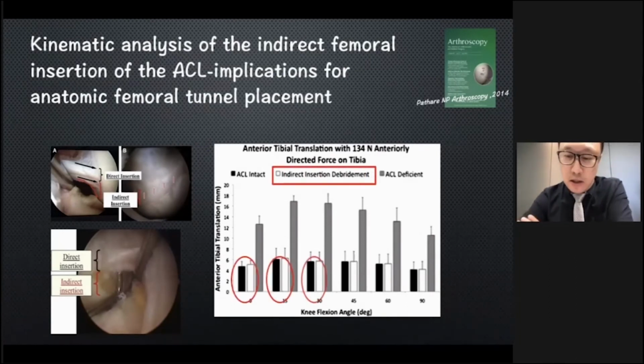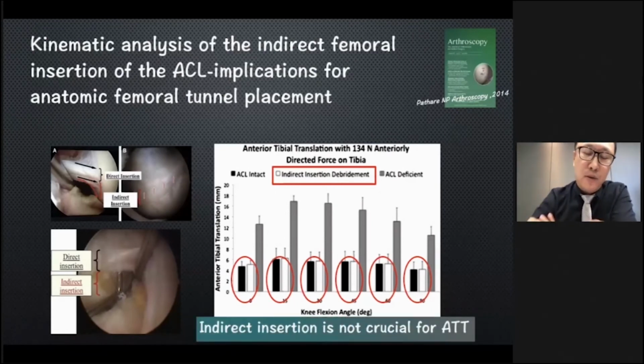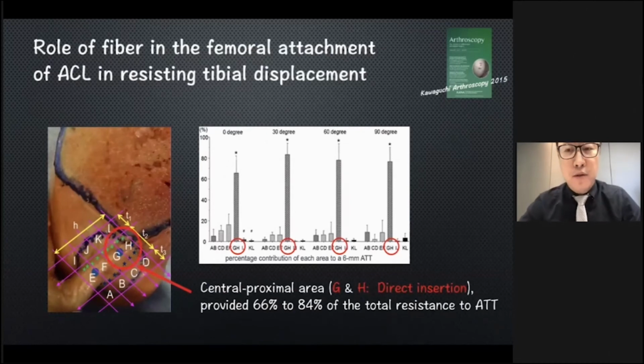Another study proved it. They cut the indirect insertion, and they found that compared to the intact ACL, there's no increase in the anterior tibial translation. So the indirect insertion is not crucial for anterior tibial translation. In a further study, they separated the footprint into several parts, and they found that the areas G and H provided 60 to 84% of the total resistance to anterior tibial translation.